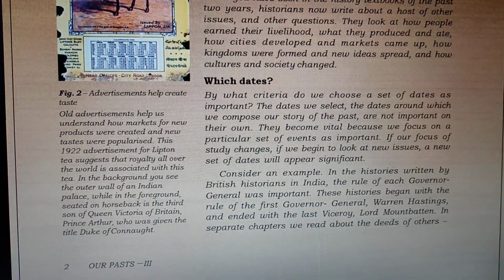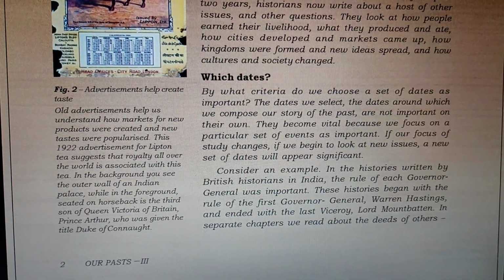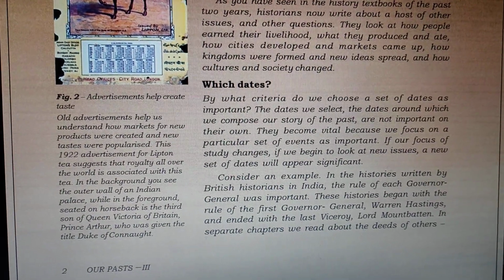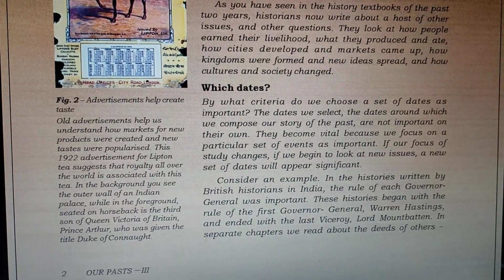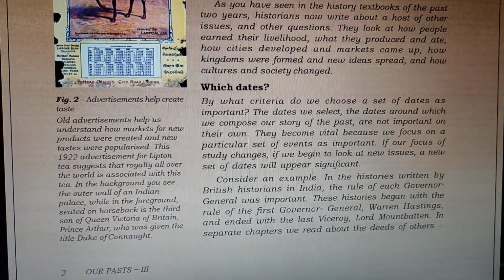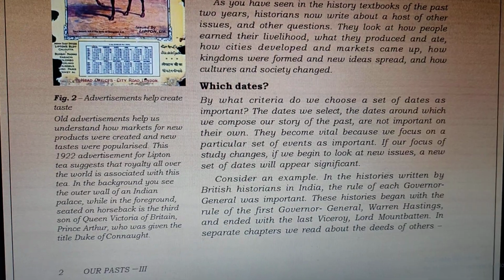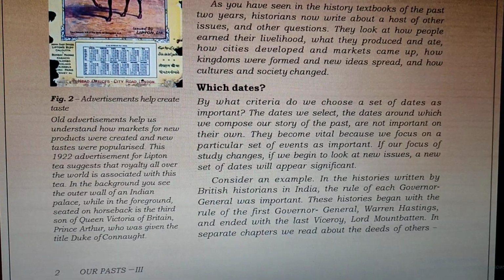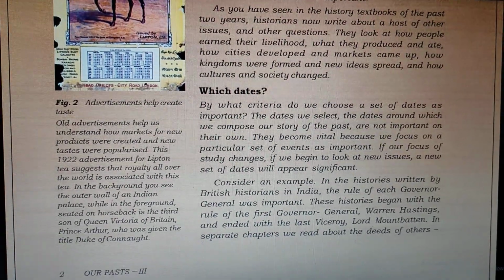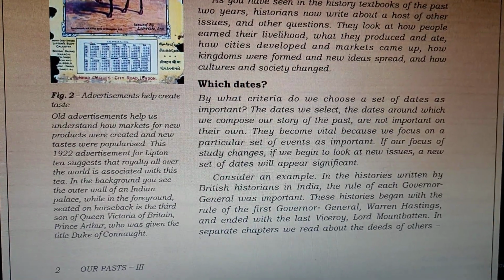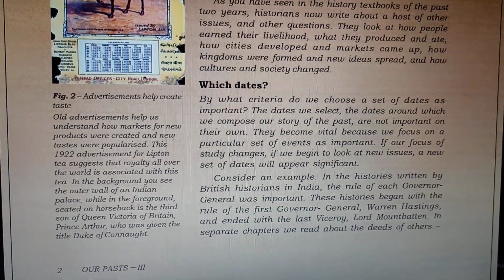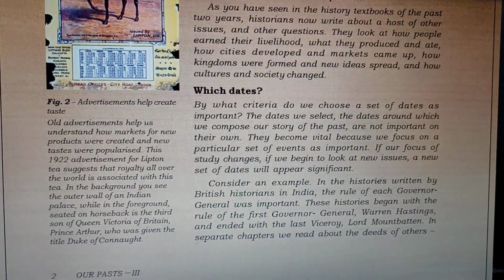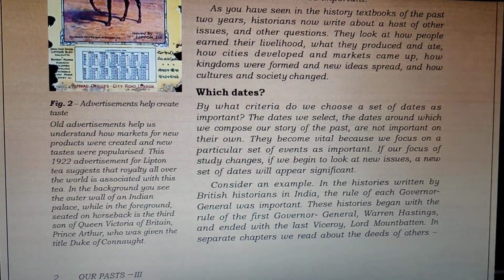Now, which dates? By what criteria do we choose a set of dates as important? The dates we select, the dates around which we compose our story of the past, are not important on their own. They become vital because we focus on a particular set of events as important. Dates become important when certain events are attached to them, right? Certain important events, when they are attached to a date, those dates become memorable.